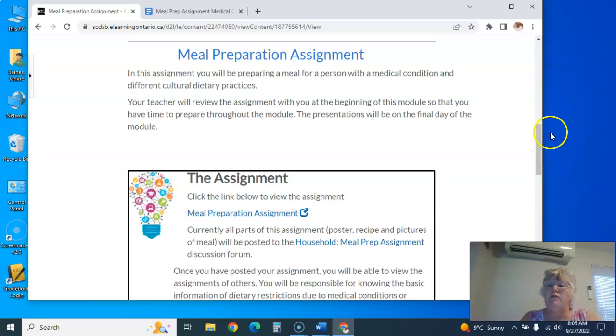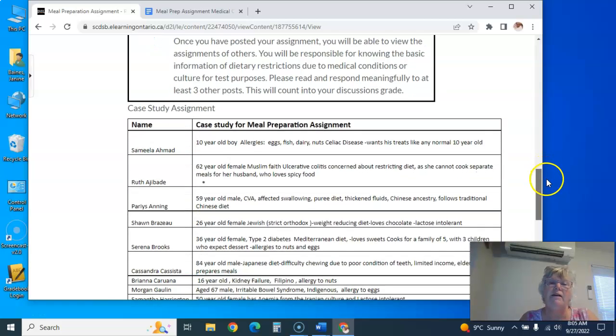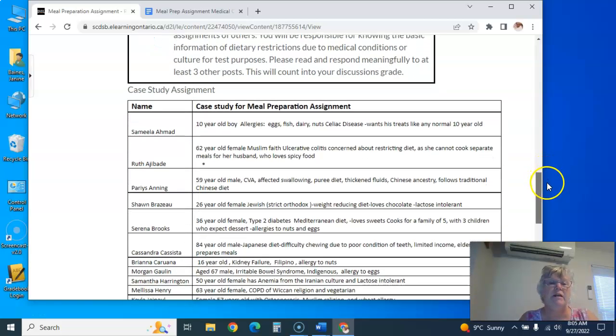So we're going to review this assignment, and you're going to see it's really quite fun. You'll see your case study meal preparation is here. So Samila, she's going to have to make a dinner for her family or for herself that would be appropriate for a 10-year-old boy and has allergies to eggs, fish, dairy, nuts, has celiac disease, and he wants his treats like any other normal 10-year-old.